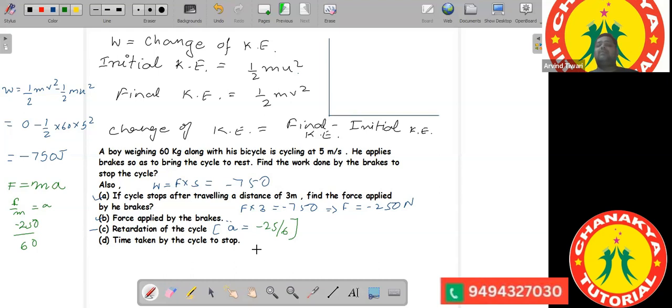And time taken by the cycle to stop. Now, can you compute the time? How? We know the value of acceleration. We know the value of initial velocity. We know the value of final velocity. So from here, we want to compute time. Initial velocity was 5 meter per second. Final velocity was 0. And we also know the value of acceleration, which is minus 25 by 6. So can you tell me how much time did it take for the cycle to stop?